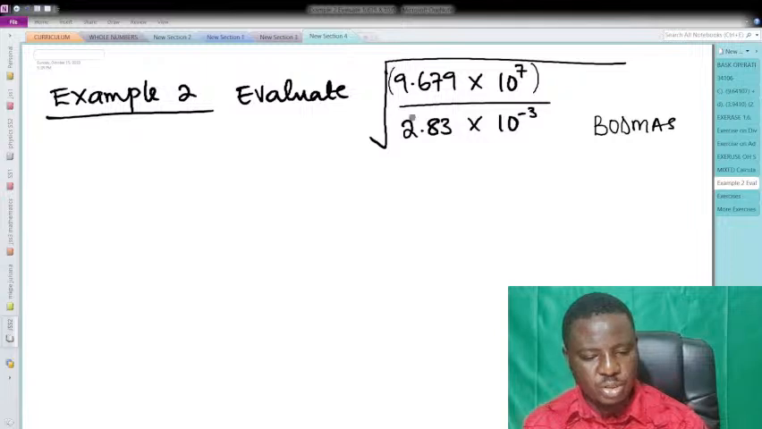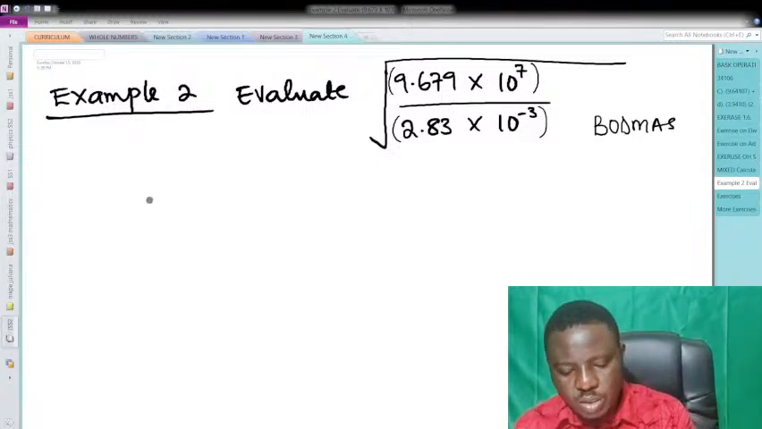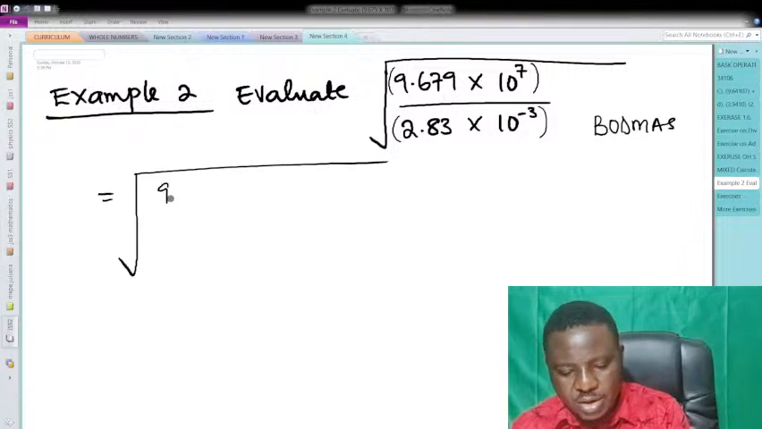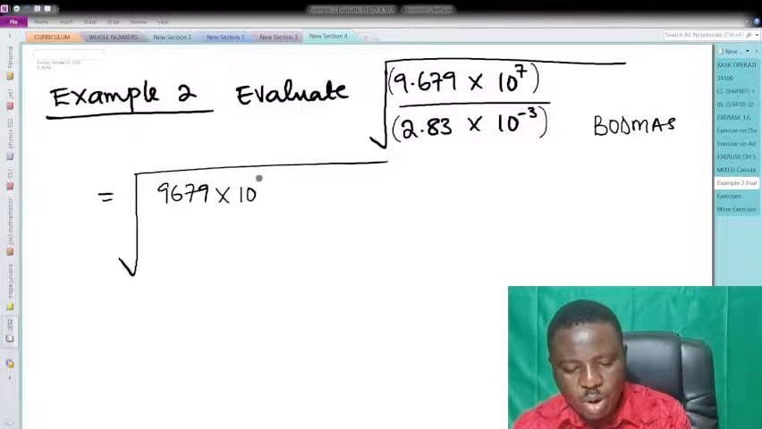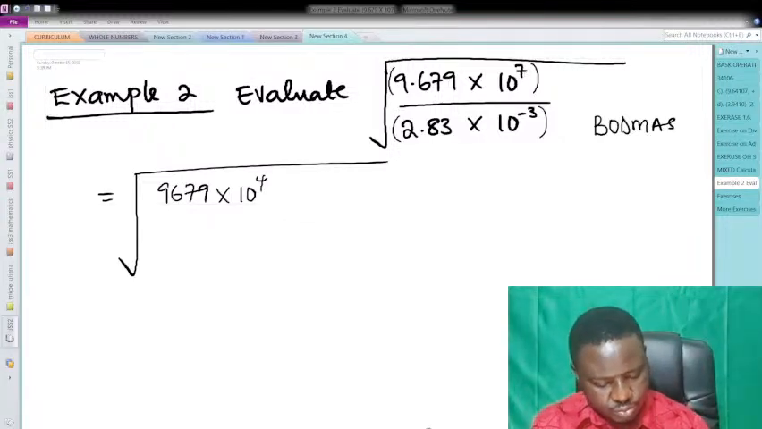Since this is the numerator and this is the denominator, and they are just one term each, we are going to carry out the operation of division, owing to the fact that they are both under the square root sign. So this is the same thing as the square root of 9,679 times 10 raised to the power of 4, because we have moved the decimal point 3 steps to the right. So the power of 10 is going to decrease.